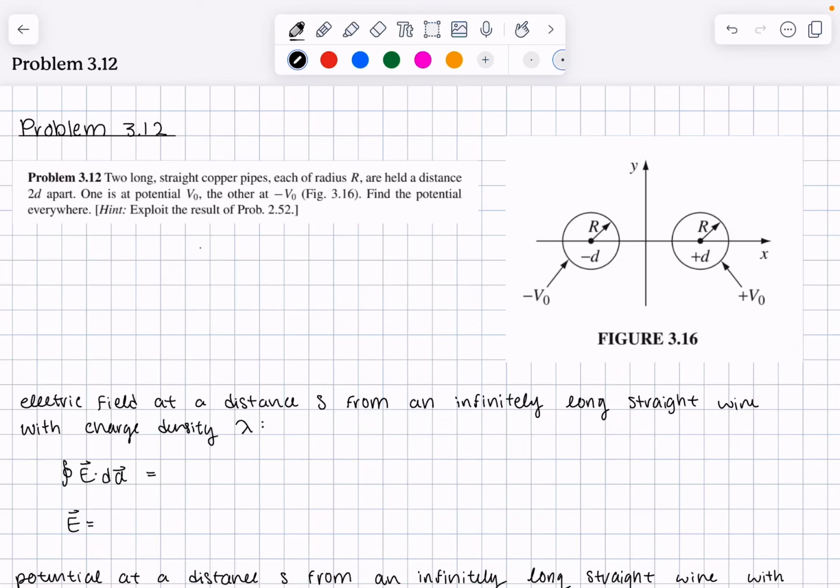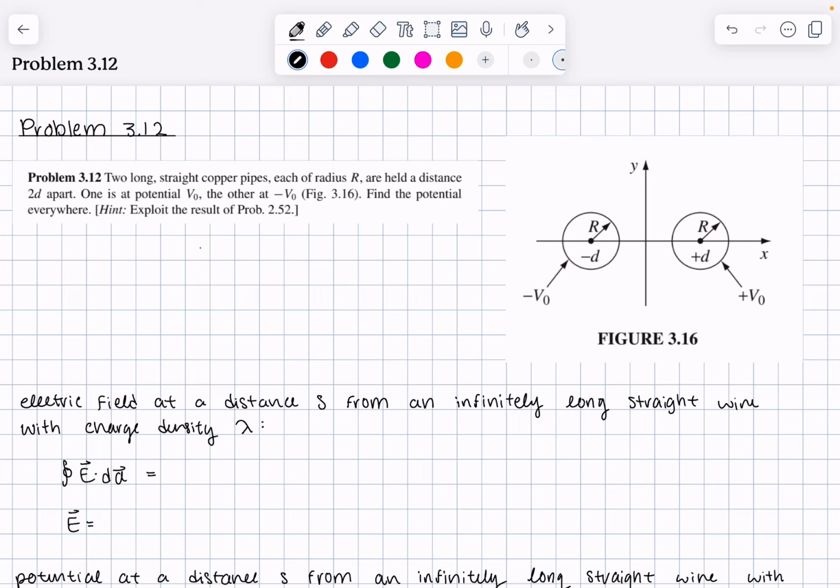Hello, today we'll be solving problem 3.12, in which we need to find the potential everywhere for two long straight copper pipes, each of radius r, that are held a distance of 2d apart, as shown in figure 3.16 to the right, and one has a potential of V0 and the other negative V0.